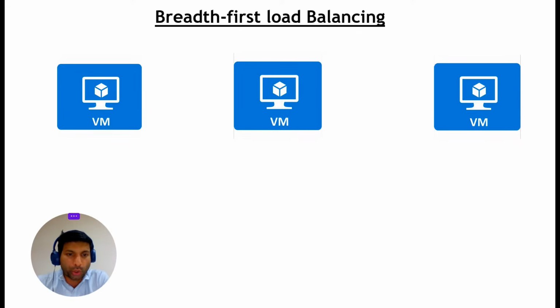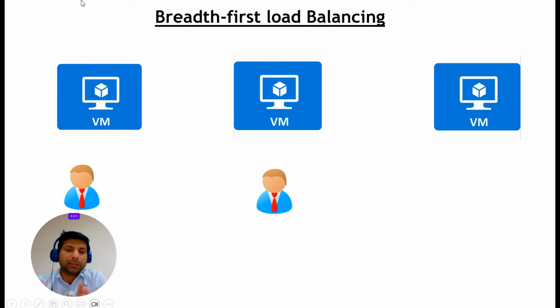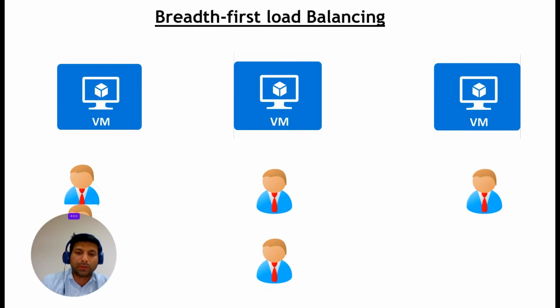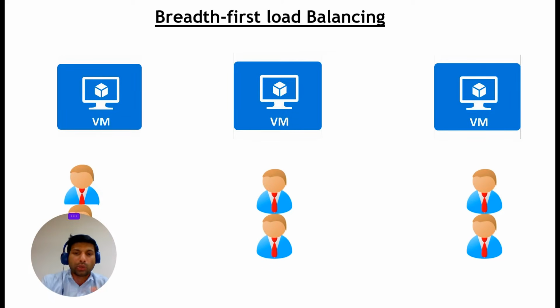For example, I can show you, when a new user logs in, it connects to the first host machine. Then when the other user comes, it goes to the second host, and the third one moves to the third host. And when the fourth one comes, again it goes to the first one, then to the second, then to the third. In this way, the hosts are evenly distributed.